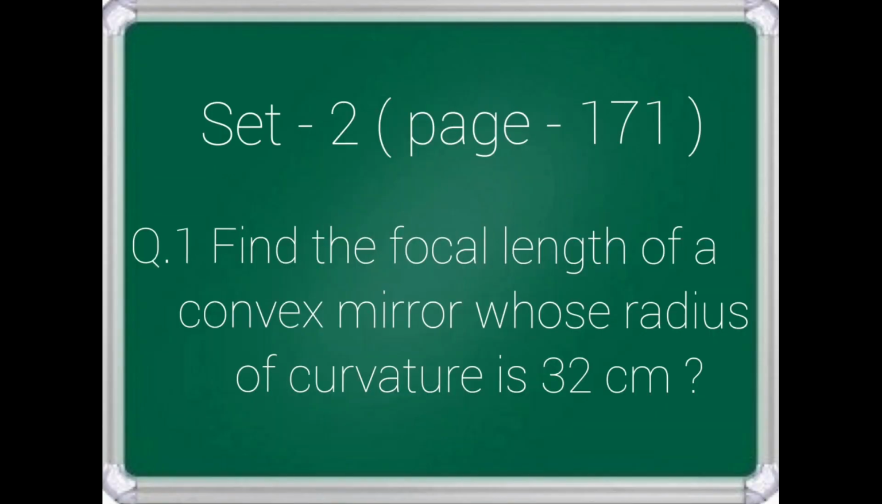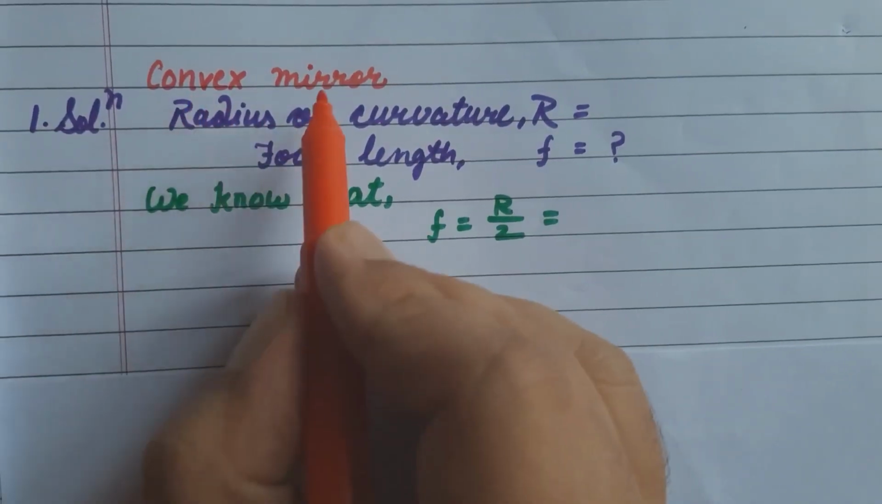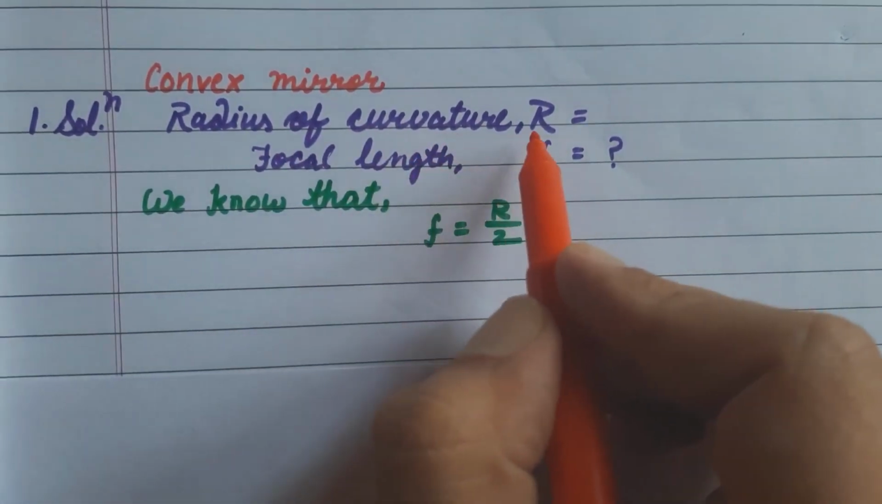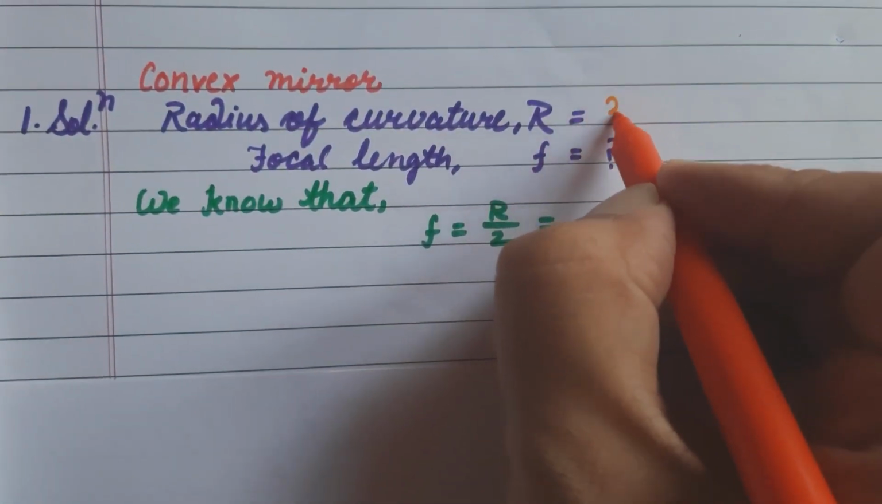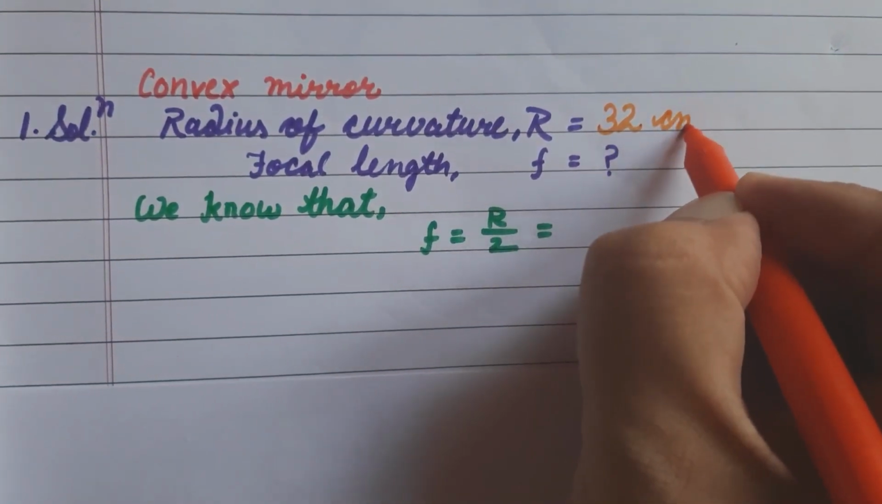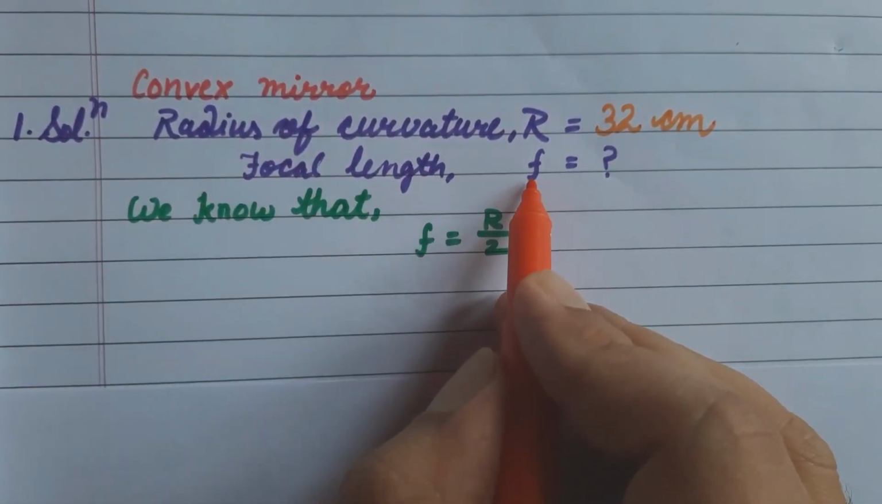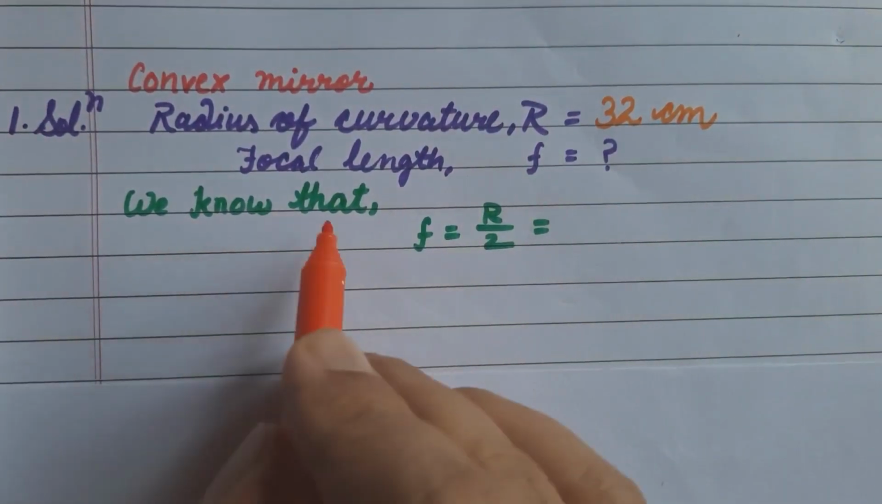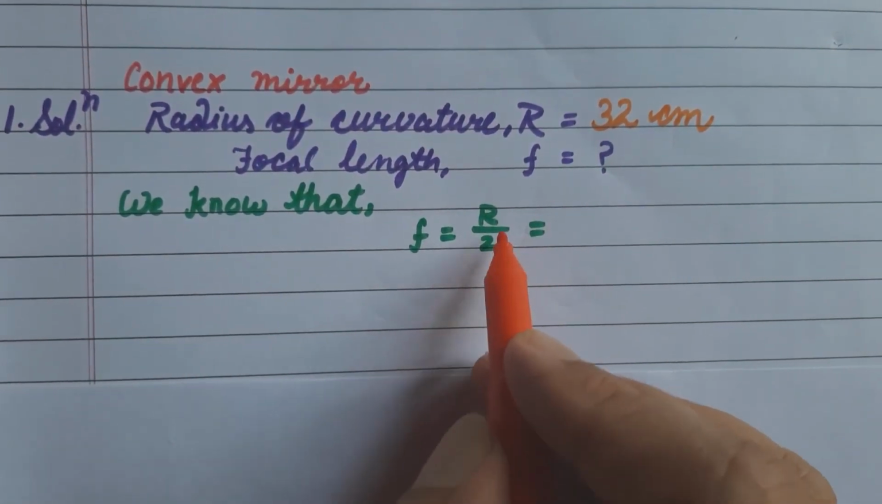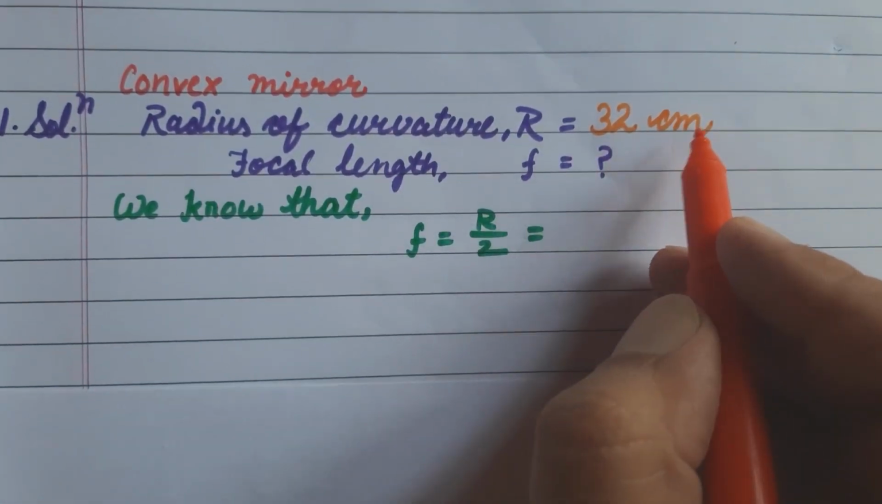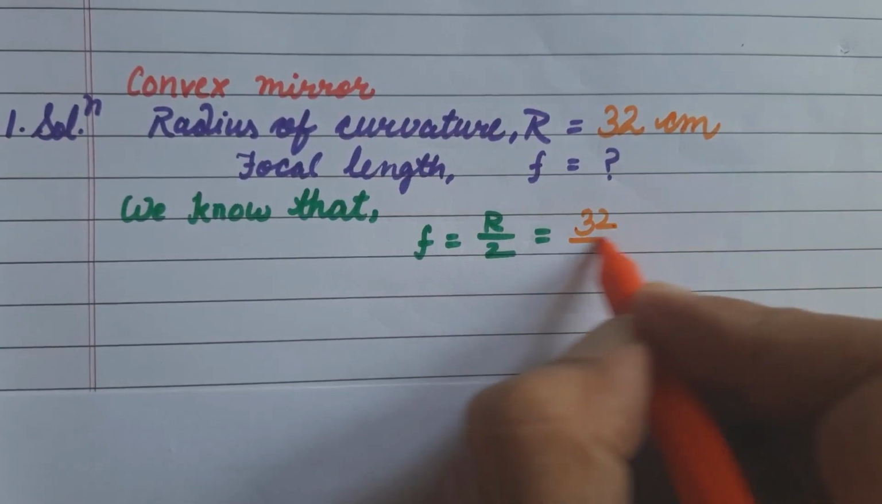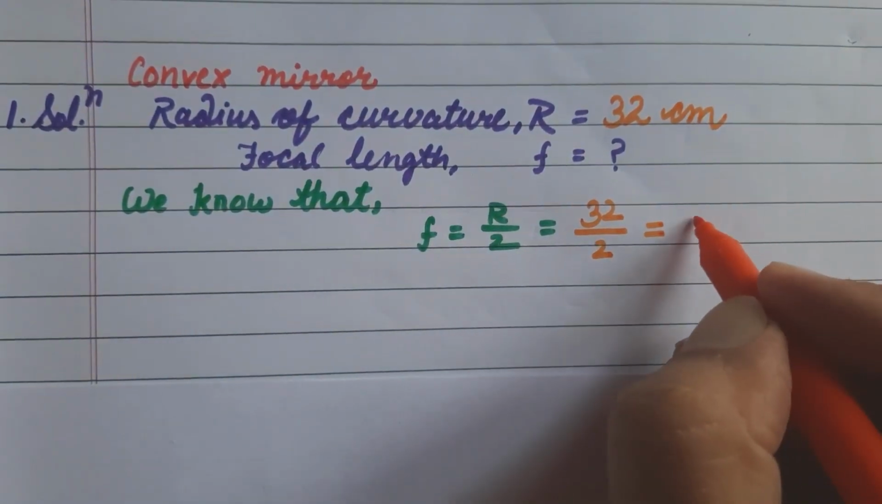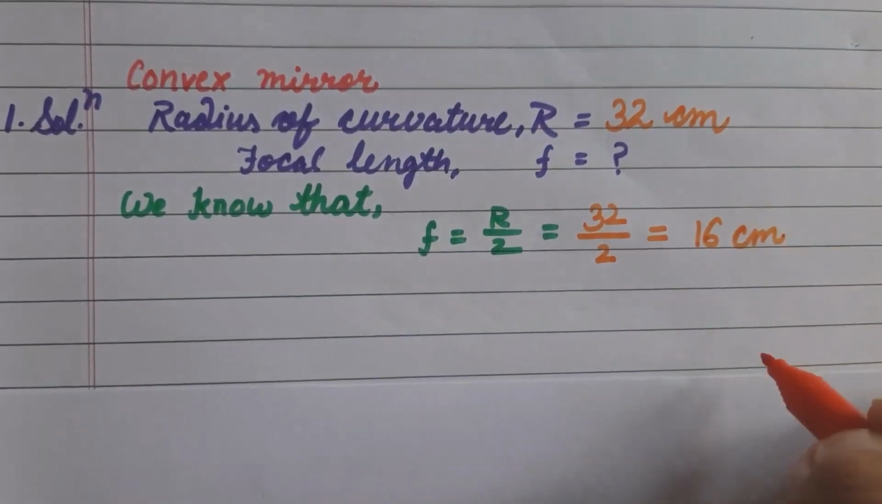Set 2, page 171, question 1. Find the focal length of a convex mirror whose radius of curvature is 32 centimeter. Convex mirror, radius of curvature represented by r, that is 32 centimeter. Focal length f we have to find out. We know that f equal to r by 2. R is 32 centimeter, so f is 16 centimeter.